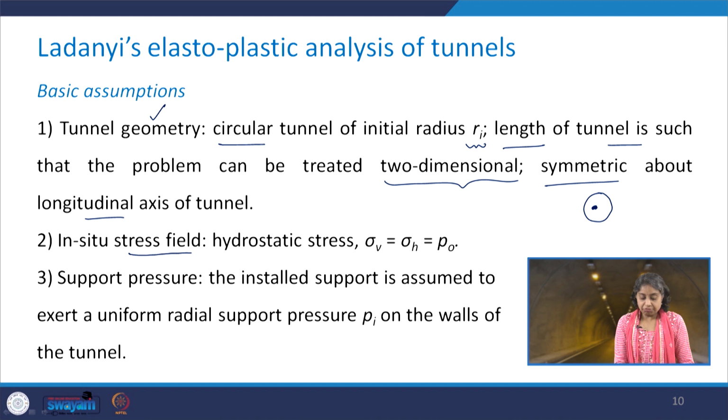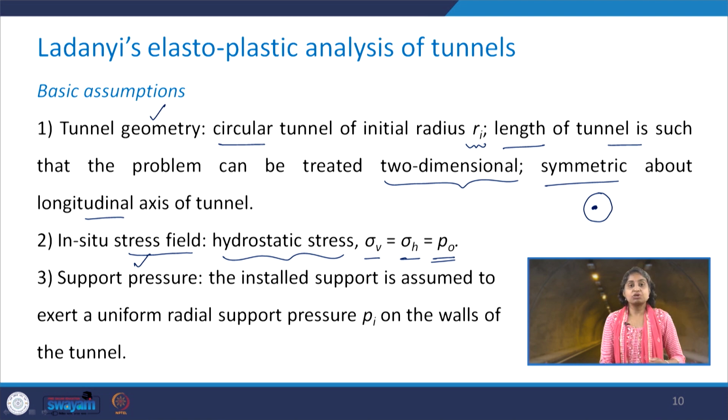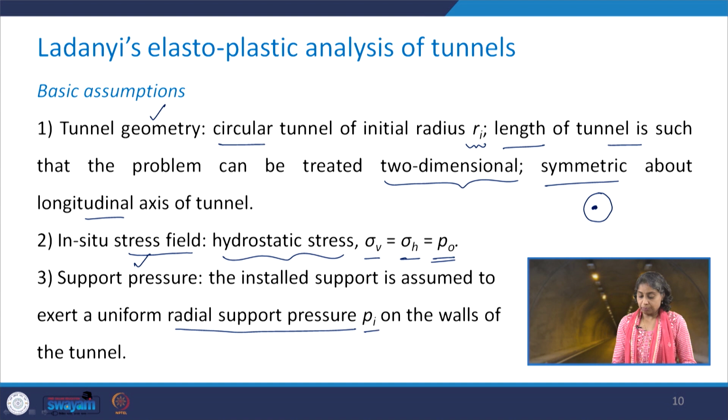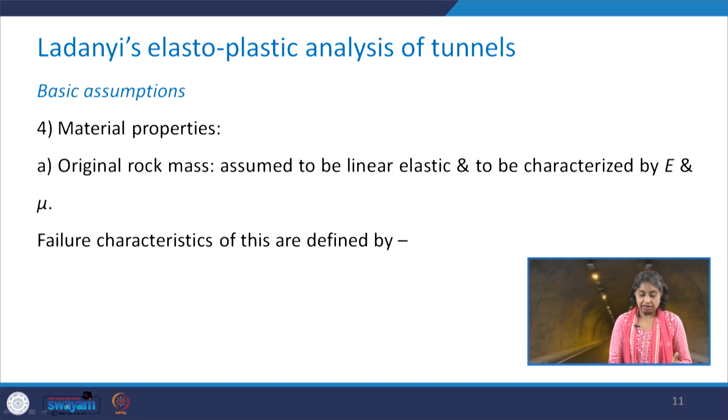Then the in situ stress field is considered to be a hydrostatic state of stress, which is represented by sigma V equal to sigma H equal to P naught. The support pressure is assumed to exert a uniform radial support pressure Pi on the walls of the tunnel. I explained this with the help of the figure on the previous slide.